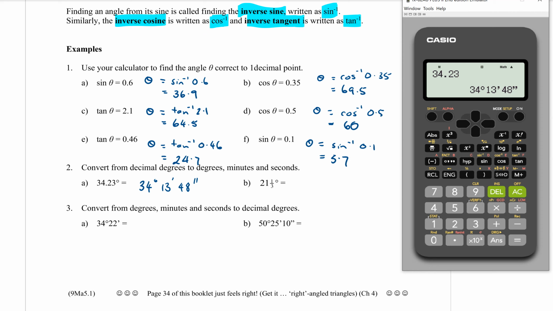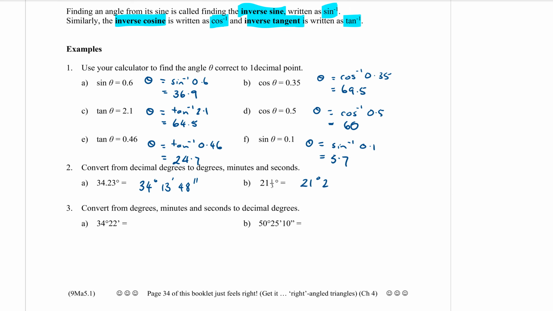Let's do that again for part B. To type that in, we will need to use the mixed numeral. So shift fraction button, 21 and 1/3. Press the equals button and then the bubble button. So that's 21 degrees, 20 minutes, and there was no seconds.